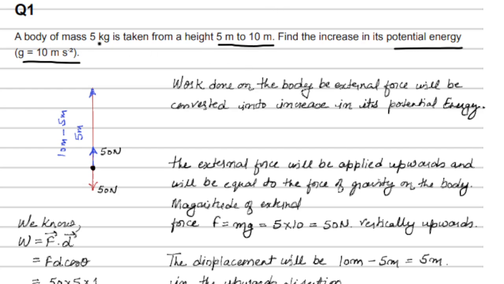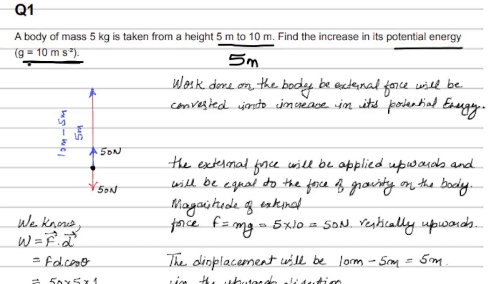A body of mass 5 kg is taken from height 5 meter to 10 meter. So the net displacement is 10 minus 5, that is 5. This much is displaced vertically. Find the increase in potential energy, and we have to take g as 10. So how to go about these kinds of questions?